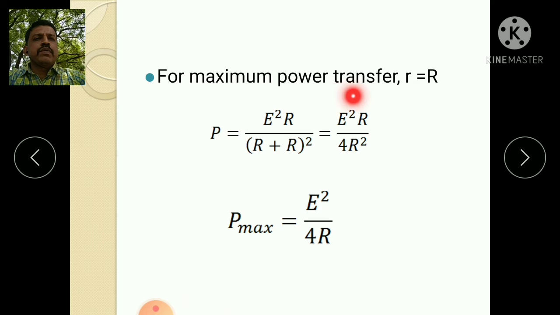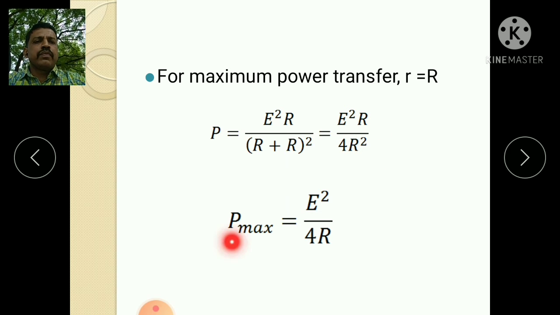For the maximum power transfer theorem, small r equals capital R. Now we put the value of r as R, so power P equals E square R upon (R plus R) bracket square, that is E square R upon 4R square. Therefore the maximum power P max is E square upon 4R, since one R and one R cancel.